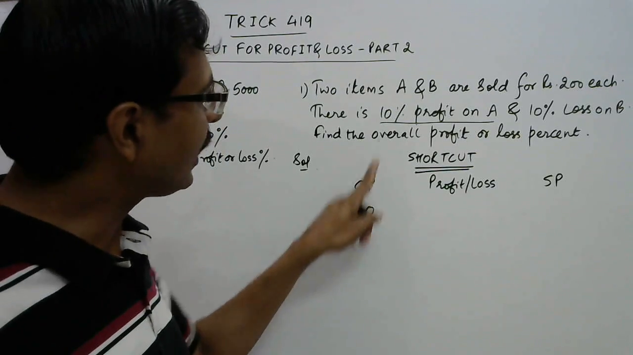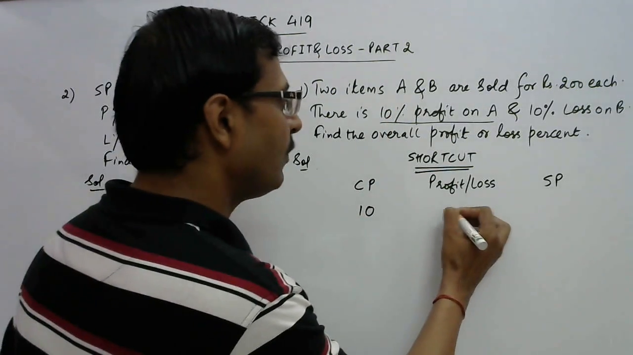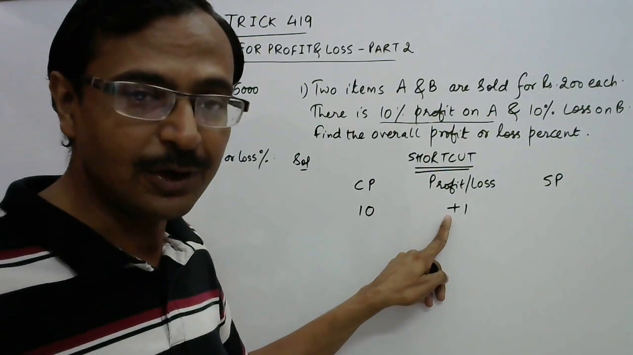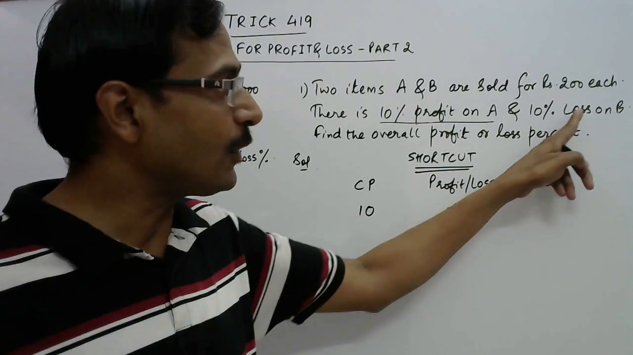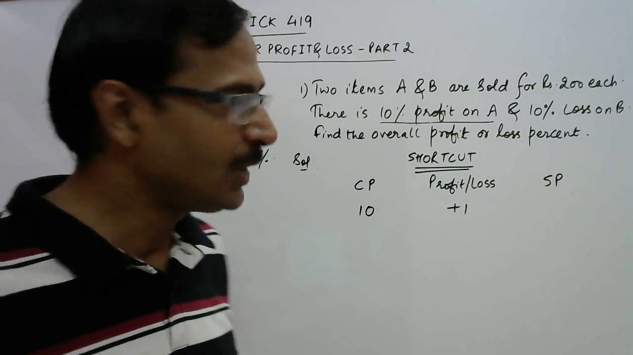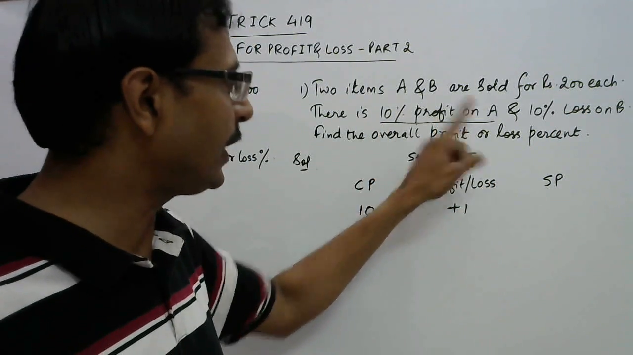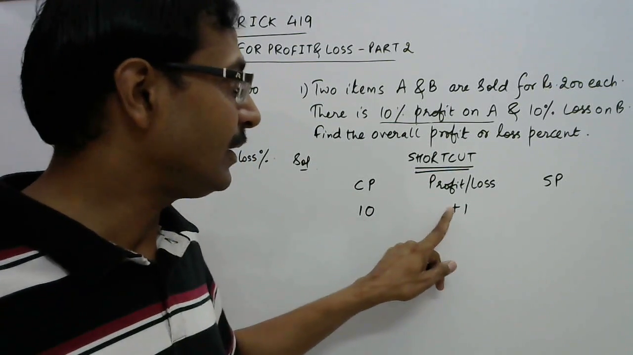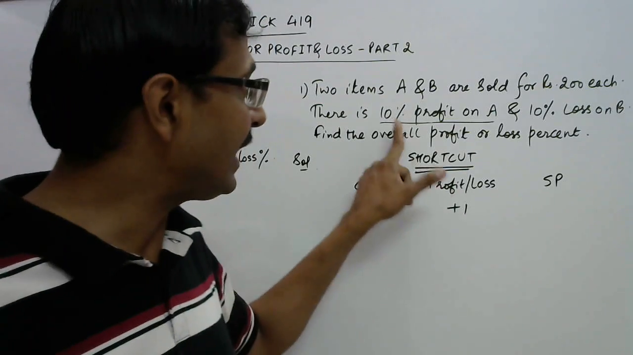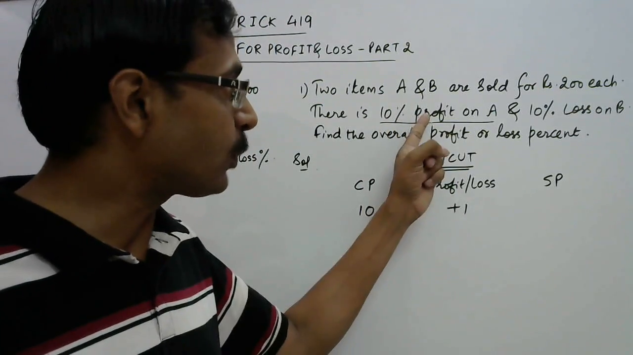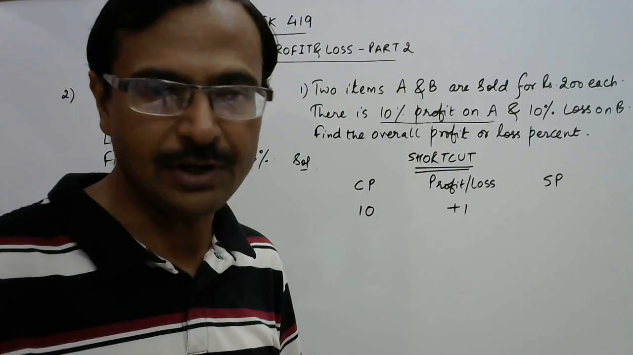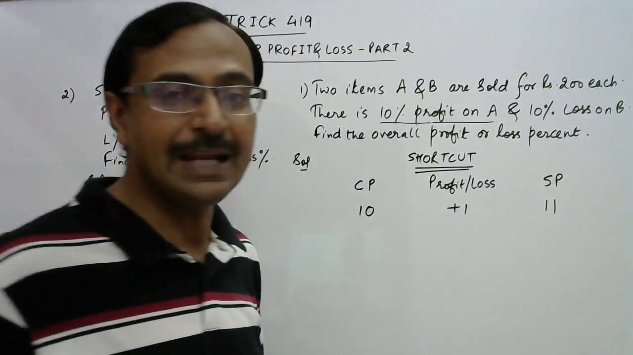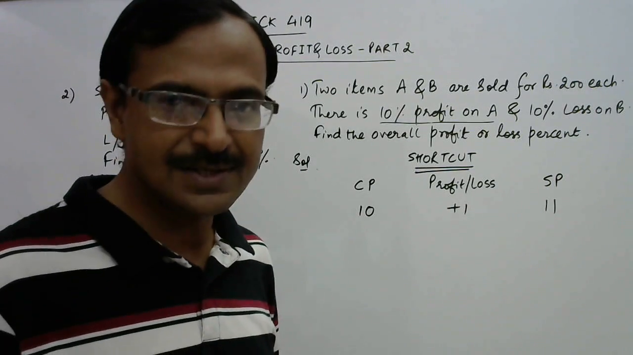So if I have to calculate 10% of 10, then it is 1. And since this is profit, I will use a positive sign in front of this. In case of loss, I will use a negative sign. So in the first case, we have 10% profit on A. So if cost price you consider as 10, then you have to write plus 1 here because 10% of 10 is 1 and it is profit. So I have to write plus in front of this. So 10 plus 1 becomes 11. So the selling price is 11 rupees. This is the first case.